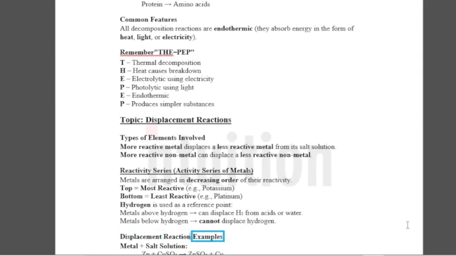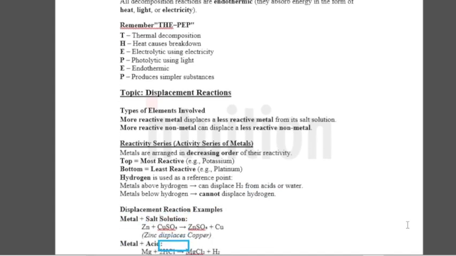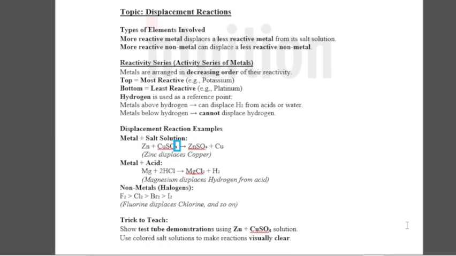Displacement reaction examples. Metal plus salt solution: Zn + CuSO4 → ZnSO4 + Cu. Zinc displaces copper. Metal plus acid: Mg + 2HCl → MgCl2 + H2. Magnesium displaces hydrogen from acid. Non-metals: halogens F, Cl, Br, I. Fluorine displaces chlorine, and so on.